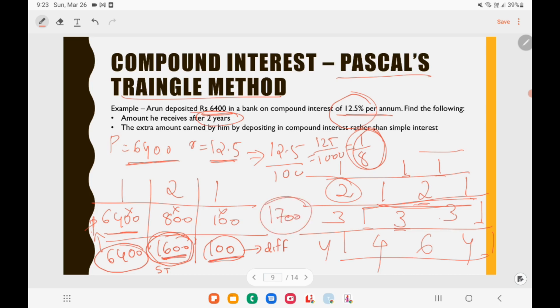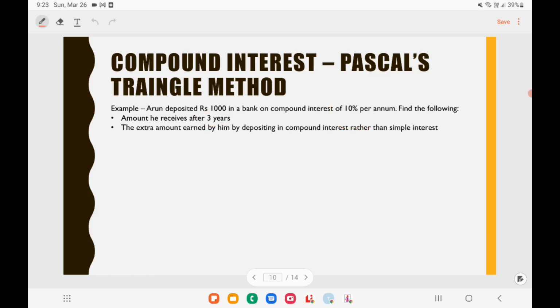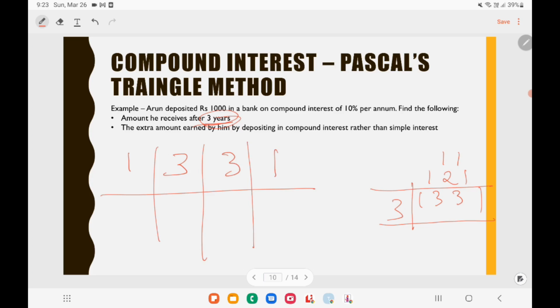So in this way, using Pascal's triangle also, we can find out the simple interest, we can find out the compound interest, and we can find out the difference between the compound interest and simple interest. Now I'll give you another example here. So this is about 3 years. So we have the Pascal's triangle like this, 1, 1 1, 1 2 1, 1 3 3 1 and so on. So 1 3 3 1 corresponds to the third year. So here we need to find out after 3 years. So you need to write 1 3 3 1. Okay. So here the principal is 1,000. So you need to write 1,000 here.